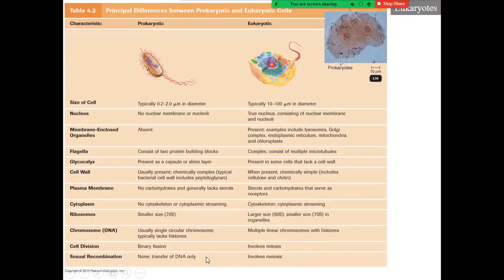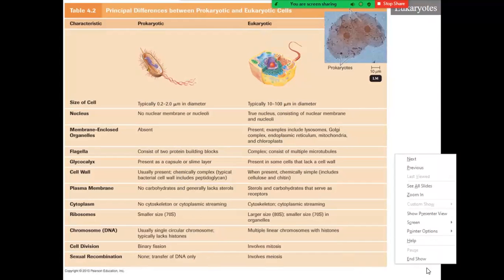Sexual recombination, generally none in a prokaryotic cell. They can transfer plasmids, so DNA in a plasmid. And then sexual recombination happens in meiosis of eukaryotic cells. All right, any question about any of that?